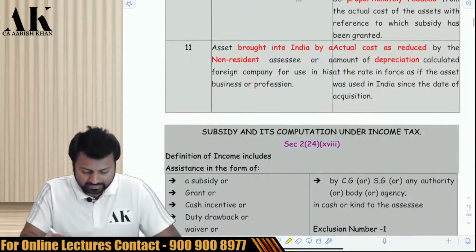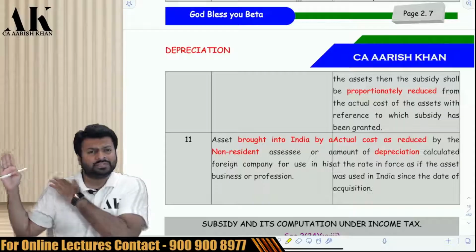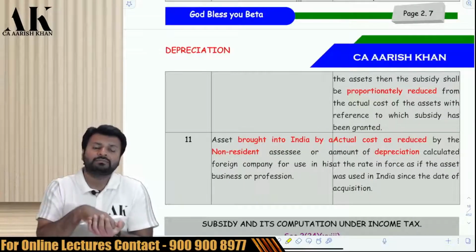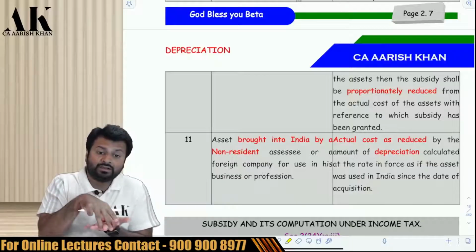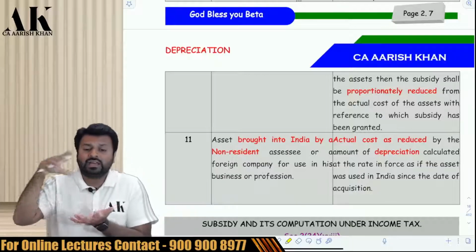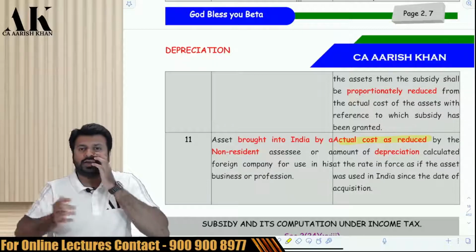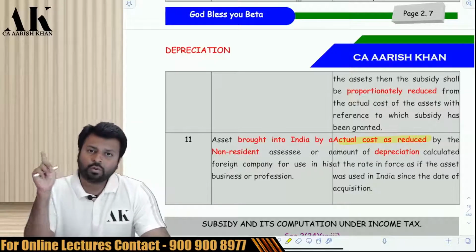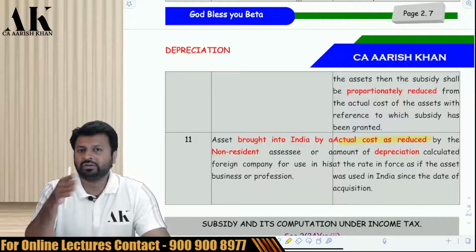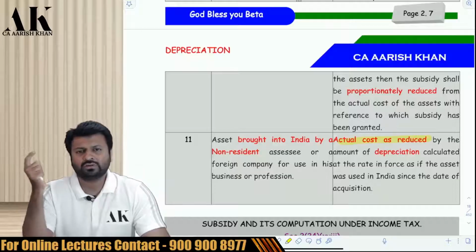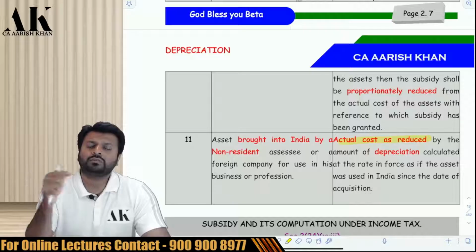Okay. And one last explanation as of now is, if a non-resident is doing business outside India and now wants to do business in India, so he is bringing some asset into India which he was using for business outside India. In that case, what will be his actual cost? His actual cost will be the actual cost as reduced by the depreciation over the years. Suppose in 2015-16 he bought a computer in the UK. Now he wants to come to India and use that computer. So you have to take the actual cost of that computer in the UK minus depreciation over the years. Whatever remaining amount is left will be the actual cost in India.